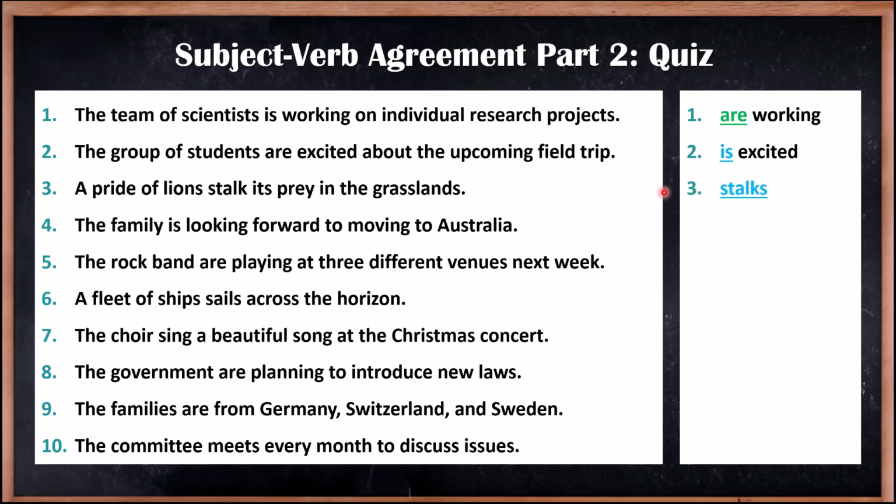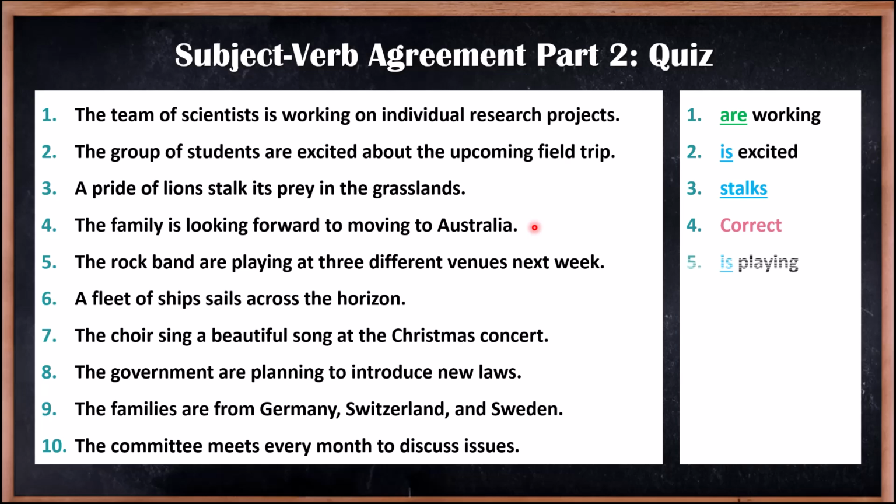Number 3 is incorrect. A pride of lions stalk its prey in the grasslands. It should be "stalks." A pride of lions stalks its prey. And that's because the collective noun is pride. A pride stalks its prey. We have to use a singular verb because the subject is pride, not lions. Number 4 is correct. The family is looking forward to moving to Australia.